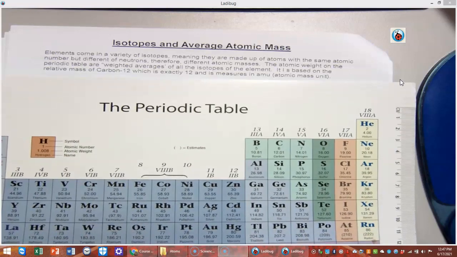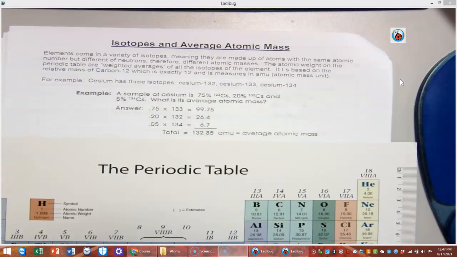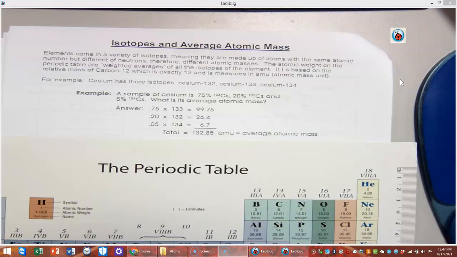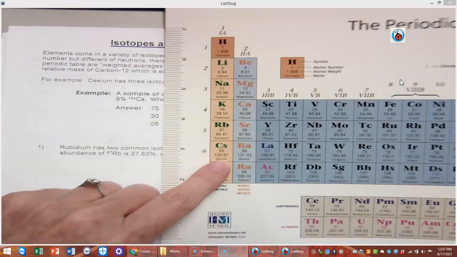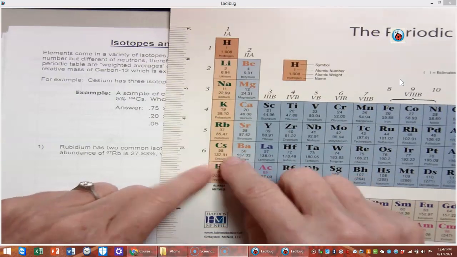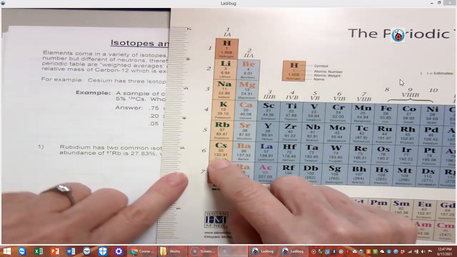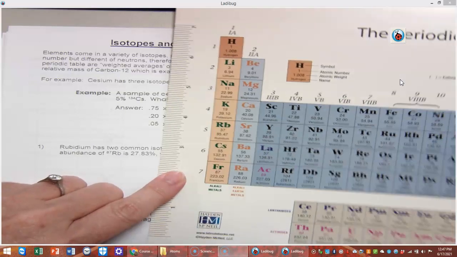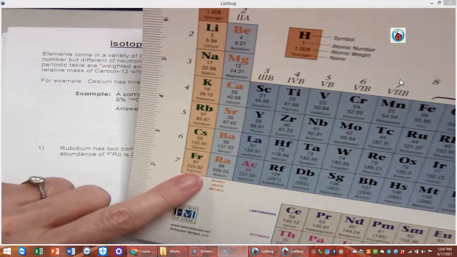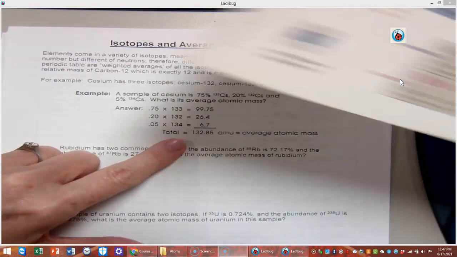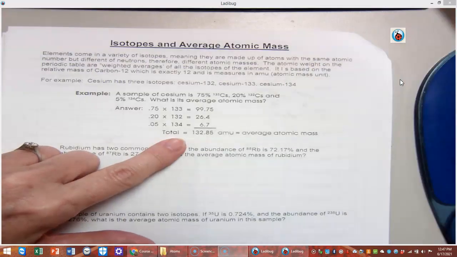So, for example, let's look at this one. This is cesium. Okay, where's cesium? It is number 55 down here on the periodic table. So here's cesium, and his average atomic mass is 132.91. According to this one, but according to this it's 132.85, but that's because of rounding off.